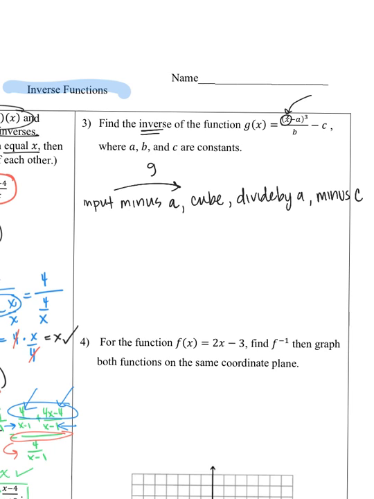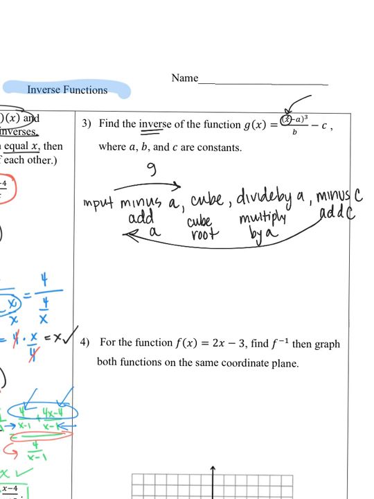So again, if we think about what the function g inverse does, it has to undo all of that. So to undo minusing c, we're going to add c. To divide by a, we're going to multiply by a. And then instead of cubing, we're going to cube root that quantity. And then instead of minusing a, we're going to add a back in. So that's what g inverse will do.